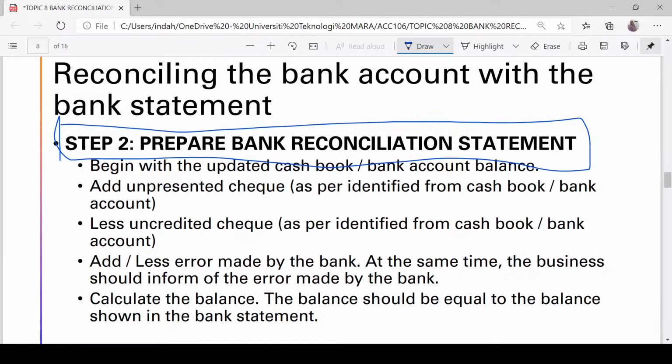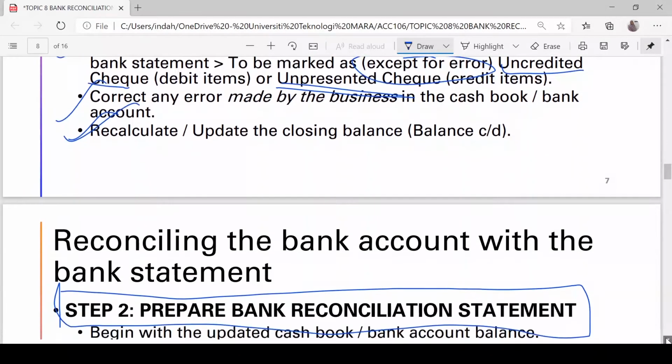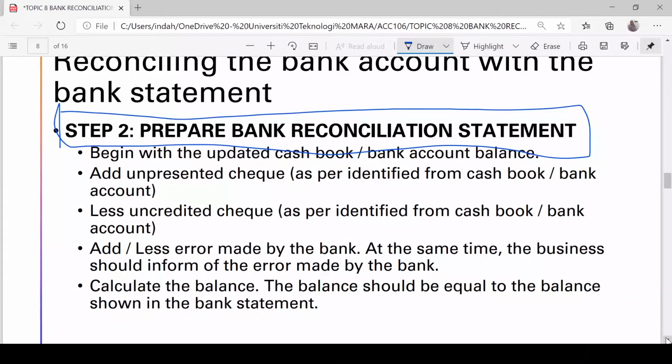Using the bank reconciliation format, we are going to begin the statement with the updated cash book or bank account balance, the one that you have recalculated just now. You update the closing balance and transfer the balance. On top of the bank reconciliation statement, the first line is the updated cash book or bank account balance.